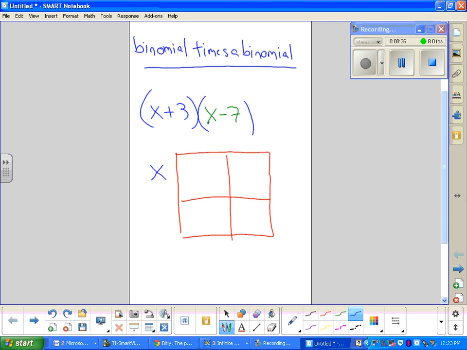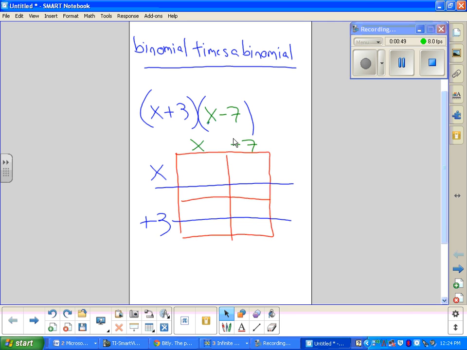First, going down the side is x and a 3. And going across the top is an x and a negative 7. Hopefully you match the colors with the part of the parentheses. Second step is you're going to fill in the boxes with the appropriate term. If I go in this direction, I'm going to fill all these with x's, and I'm going to fill all these with 3's. Then I'm going to fill these columns with x's and these columns with negative 7's.